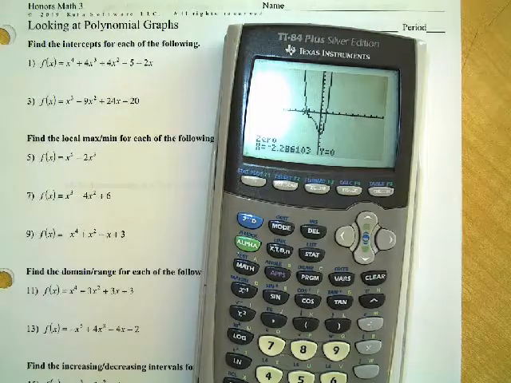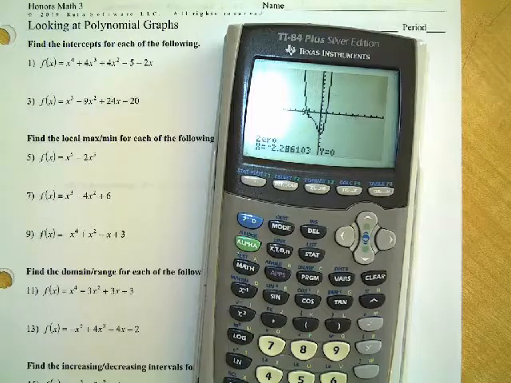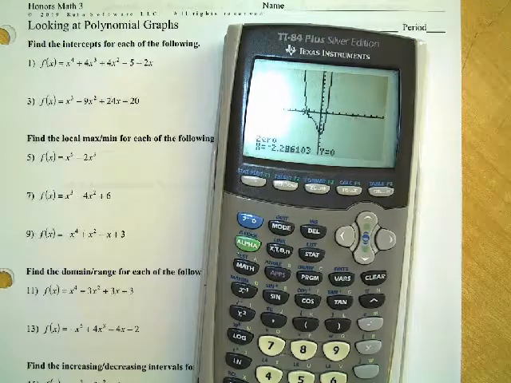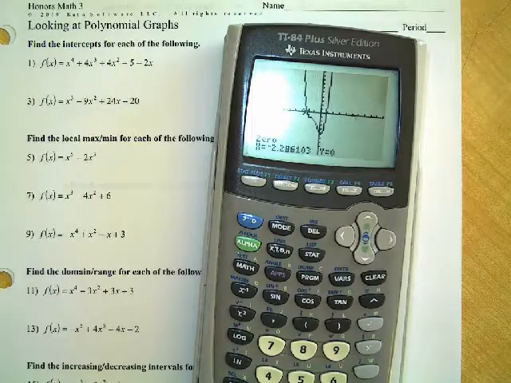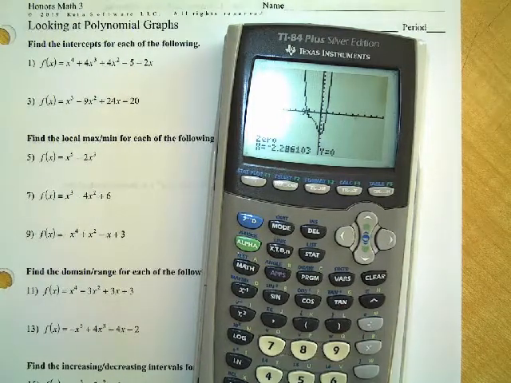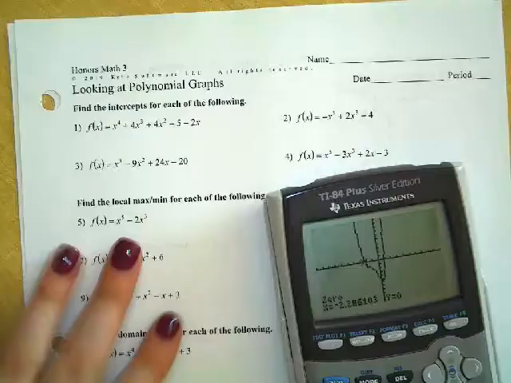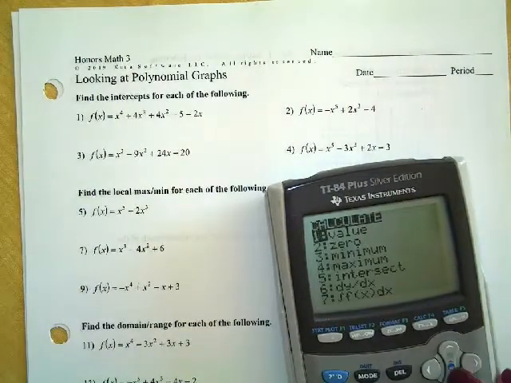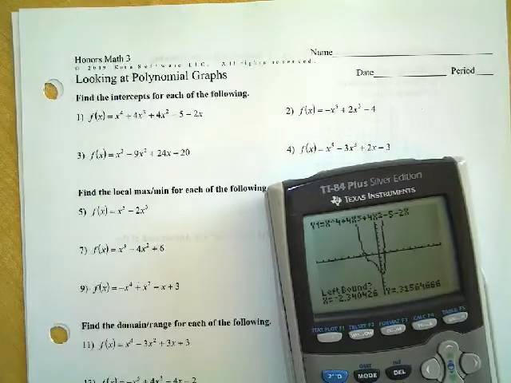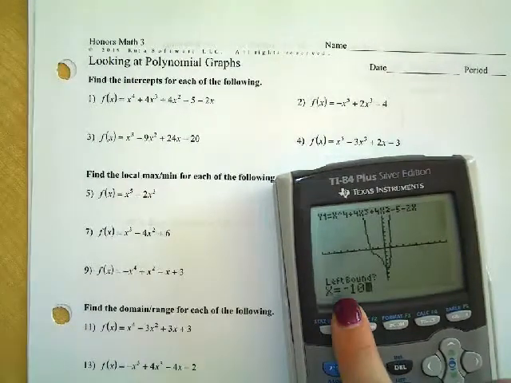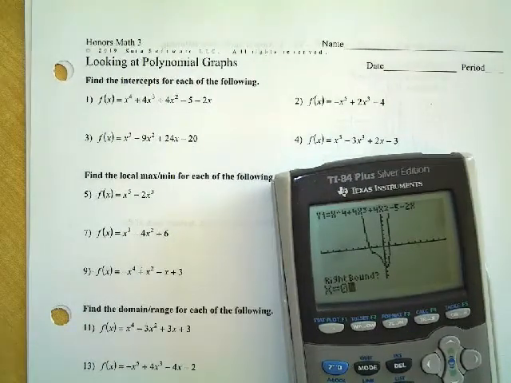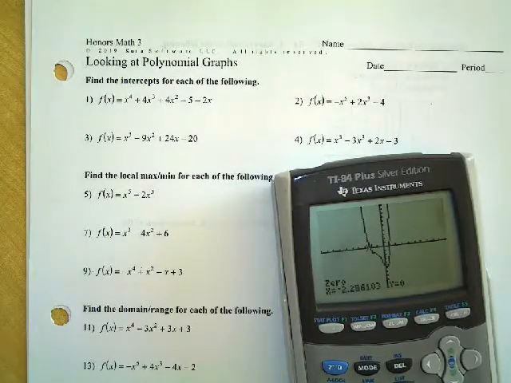So if we do second trace, 0, and then you enter. -10, 0. There it goes. Yes. Exactly. There must be 4. So second trace, 0. Negative 10 is the left bound. 0 is the right bound. Ignore the guess. There it is.